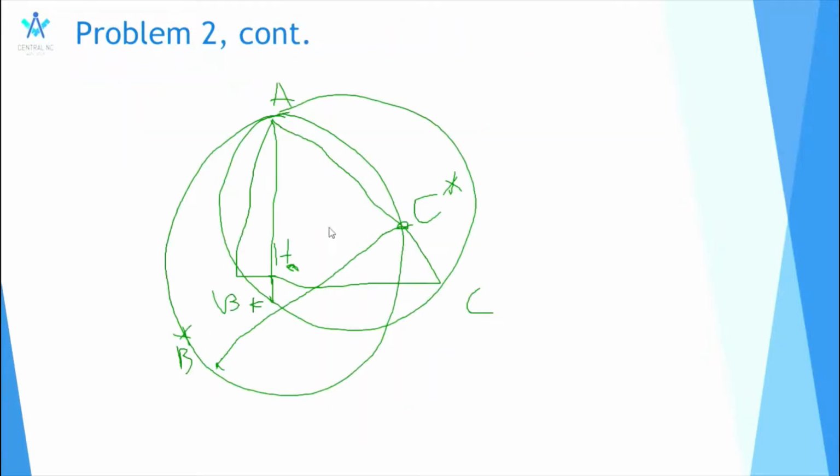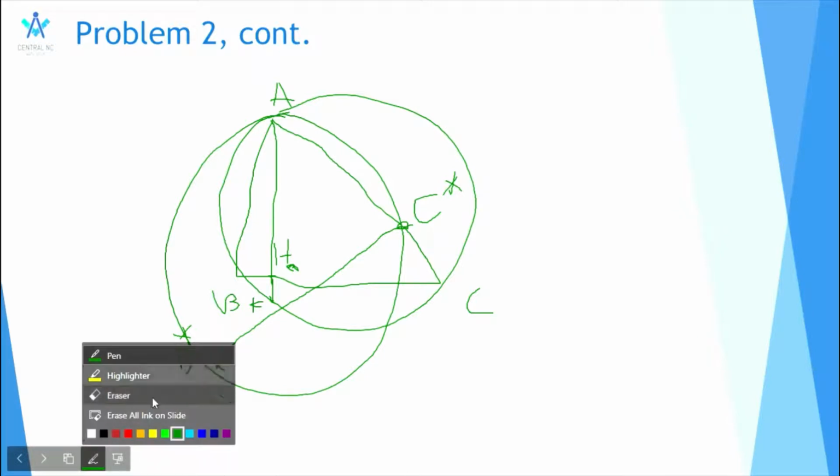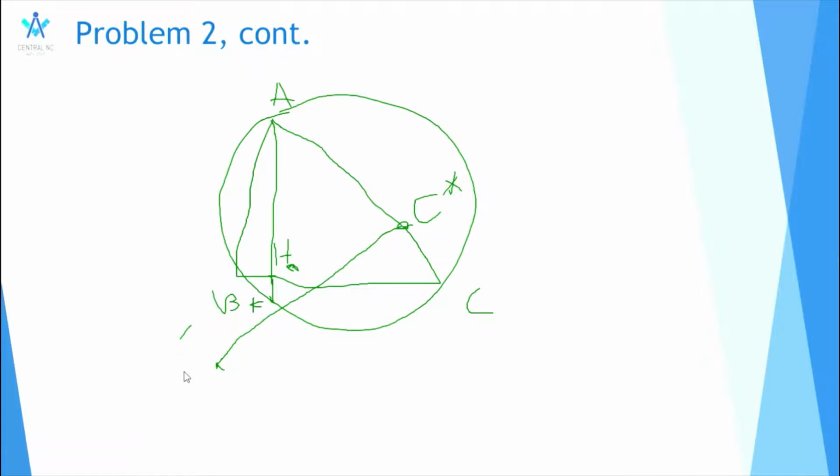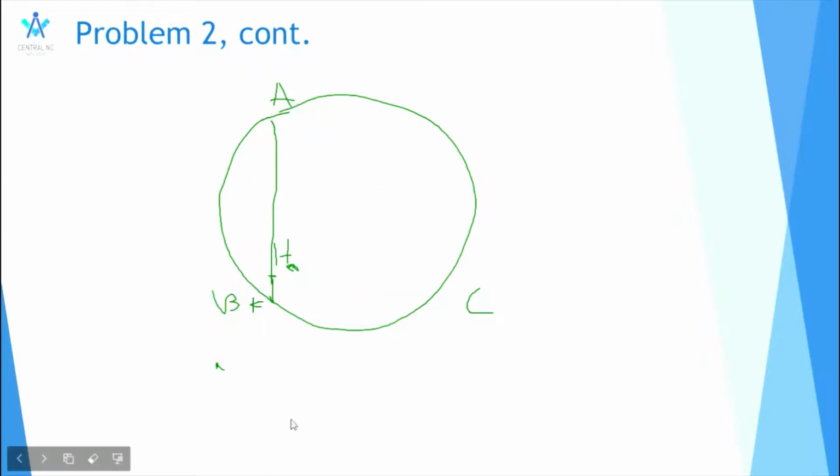Okay. Well, I'm going to draw that in after I erase this. Oops, my bad. Or I can just redraw it in.